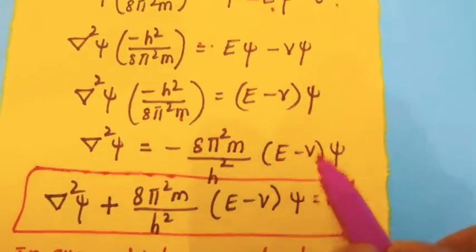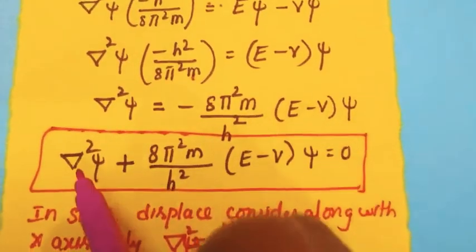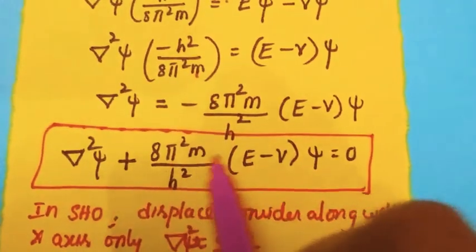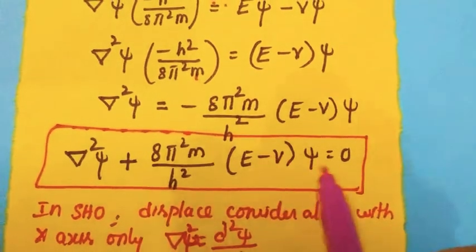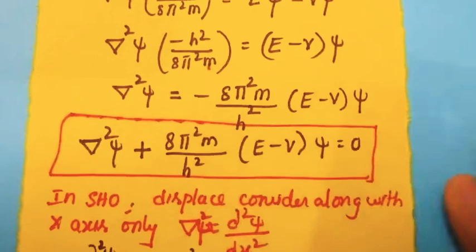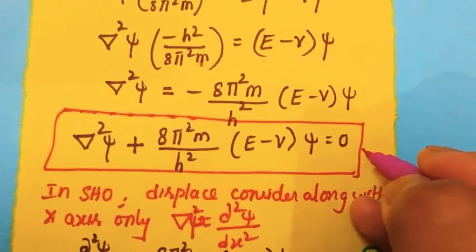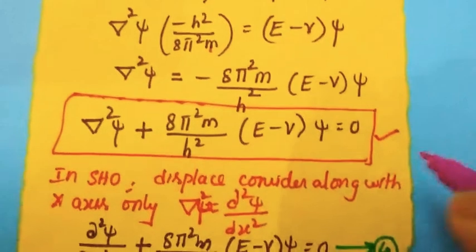And you can also write the same equation as below, that is del square psi plus 8 pi square m upon h square (E minus V) psi equals to 0. This derivation we have already studied in the derivation of Schrodinger wave equation, right?